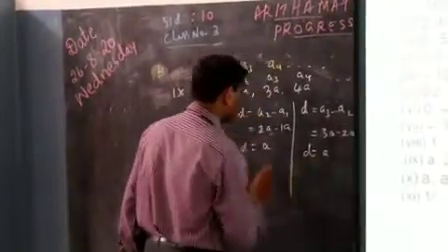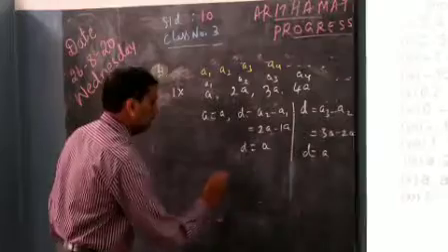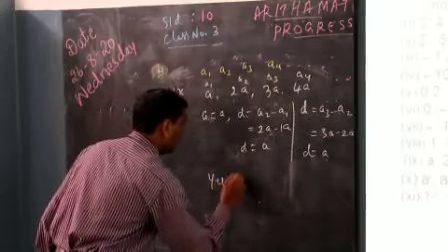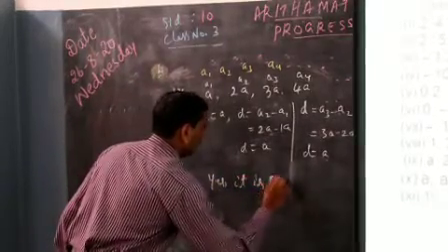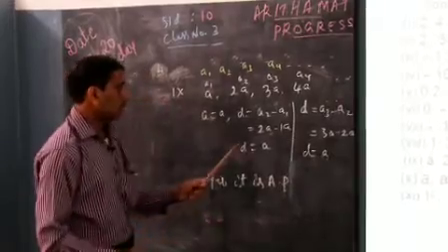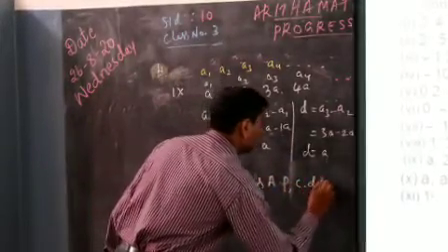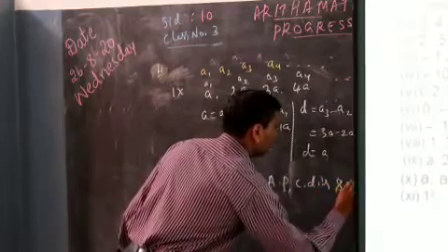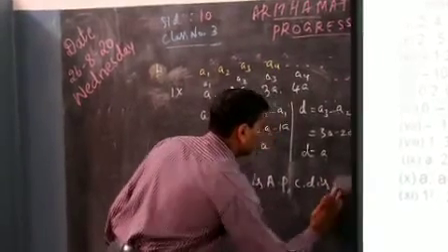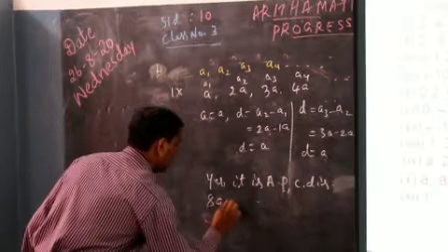D is A. Look at these two. Yes, it is an AP. Yes, it is an arithmetic progression. What is the reason? The common difference is the same. Therefore, it is an AP.